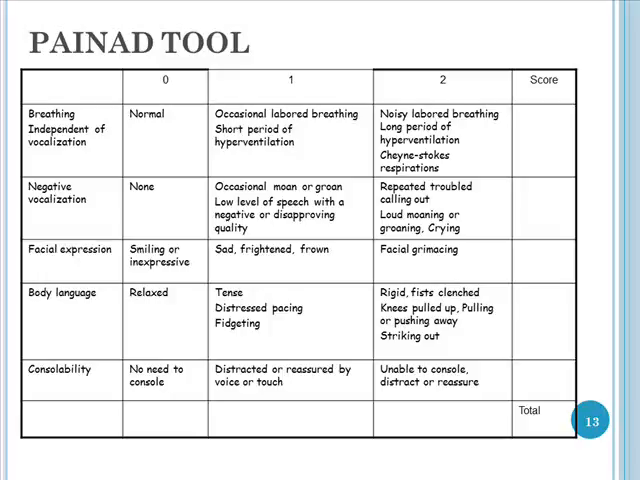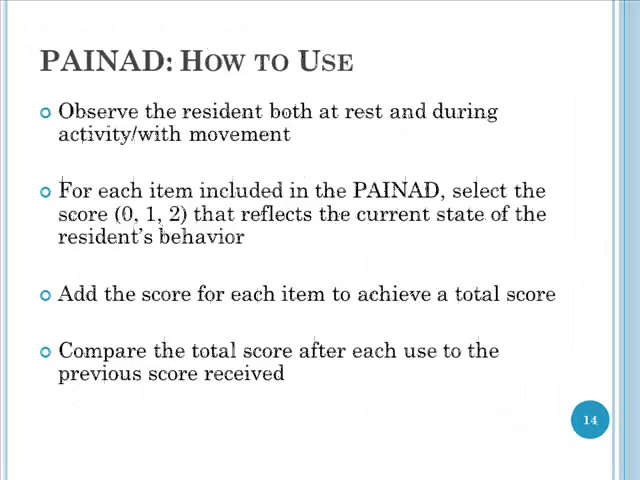And you'll see that as you move across the tool, the behaviors increase in intensity, suggesting higher levels of discomfort or pain. So what's the best way to use the PAIN-AD? It should be used to observe the resident both at rest and during activity. For each item on the tool, select the score 0, 1, or 2 that reflects the current state of the resident's behavior. Add the score for each item to achieve a total, and then compare that score after each use to the previous score received.